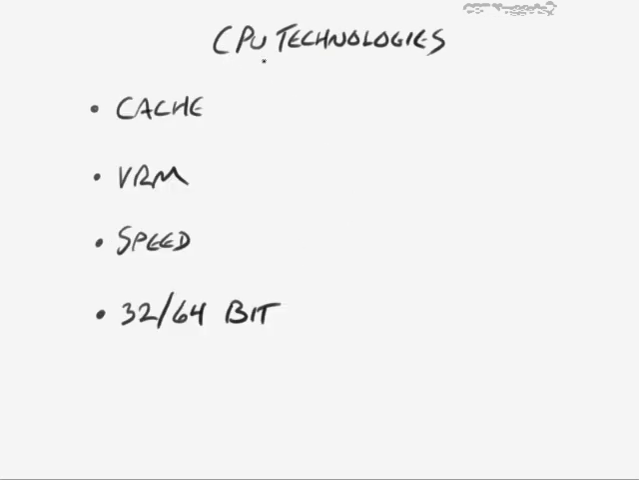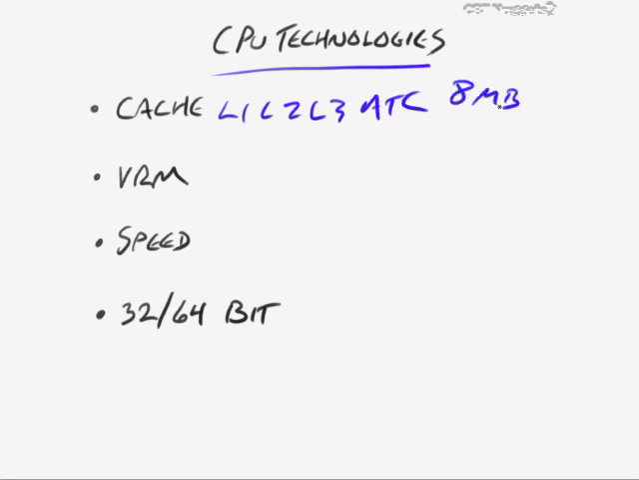Other CPU technologies that you have are what we talked about before: your cache, like level 1, level 2, level 3, advanced transfer cache. Those sorts of things. Right now, like I said before, I've got an 8 megabyte cache, which is relatively large. And then we also have voltage regulator modules. I didn't actually discuss that before. Let me go back to my earlier photograph because I forgot to mention that.